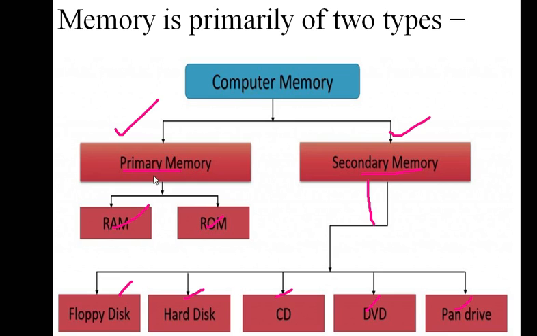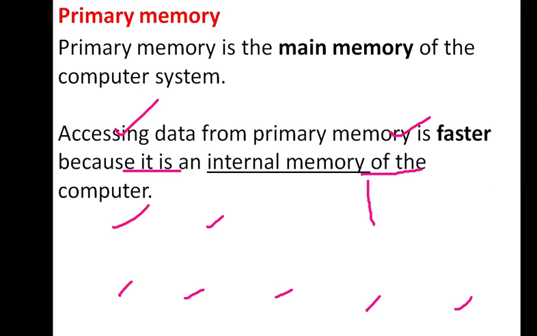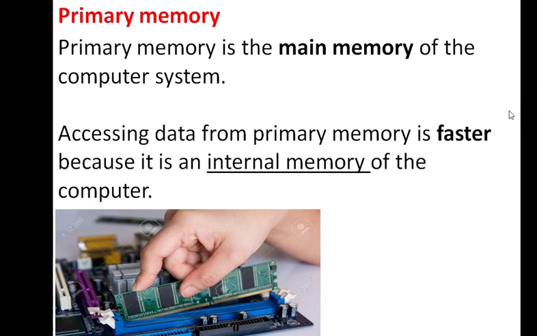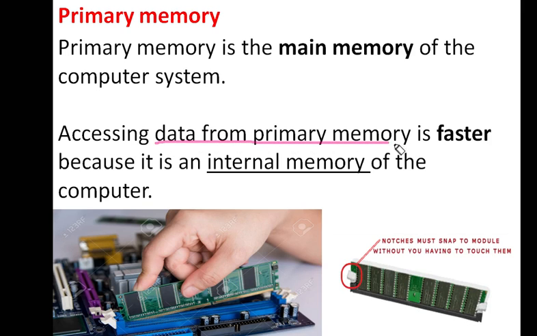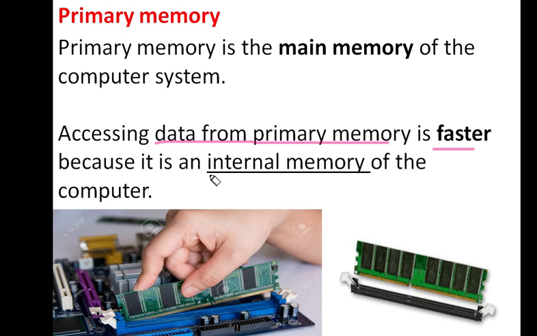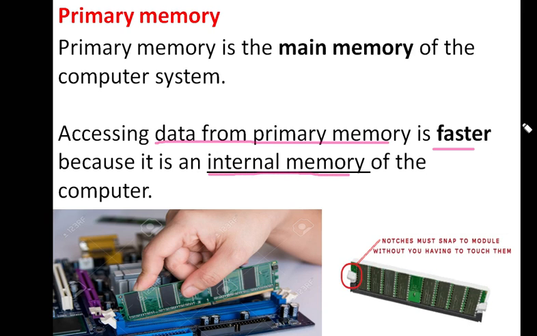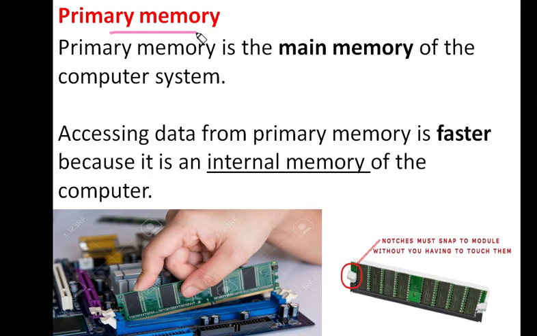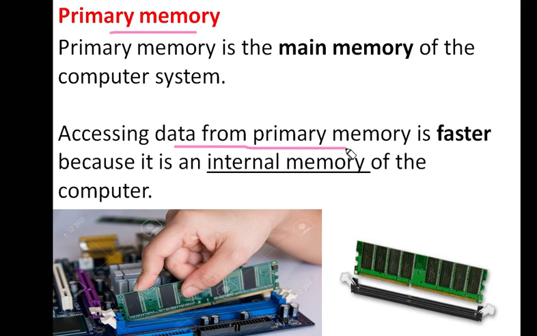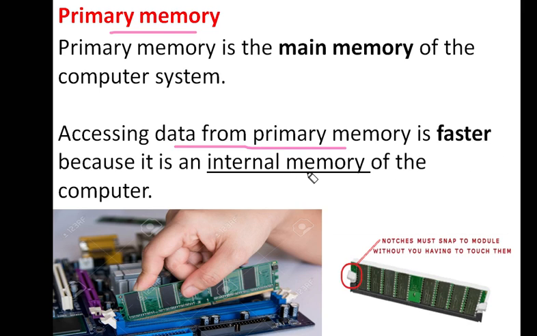So now we will discuss primary memory. Primary memory is the main memory of the computer system, right? Accessing data from primary memory is faster because it is an internal memory of the computer. I will show you in the next slide how this memory will work. But right now just remember it is main memory, you can call primary memory main memory, and accessing the data from primary memory is faster because it is an internal memory of the computer.